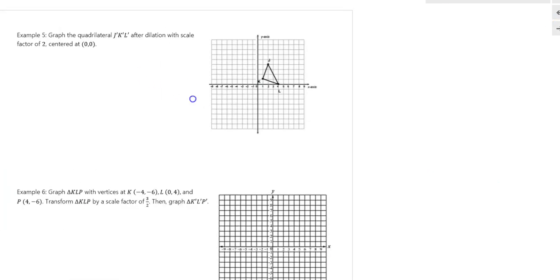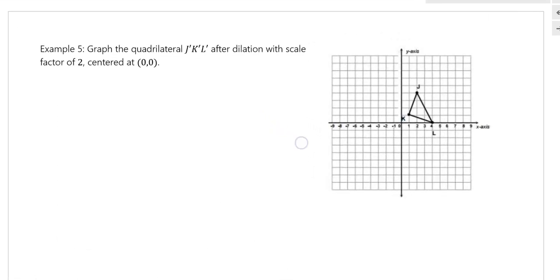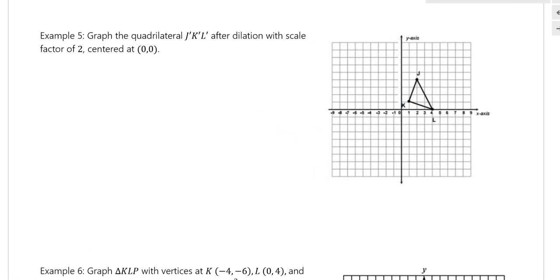All right, looking at example 5. Okay, so now we are going to do an actual dilation. Graph the quadrilateral J prime, K prime, L prime after a dilation with scale factor of 2, centered at 0, 0. So I have J, K, and L. J is at 2, 1, 2, 3, 4. K is at 1, 1, and L is at, goes over 4, and then did not move up or down.